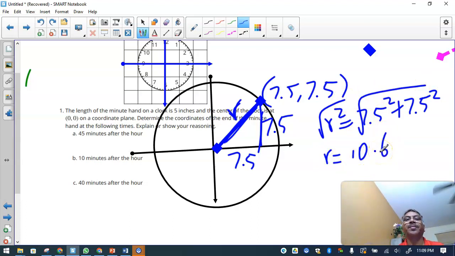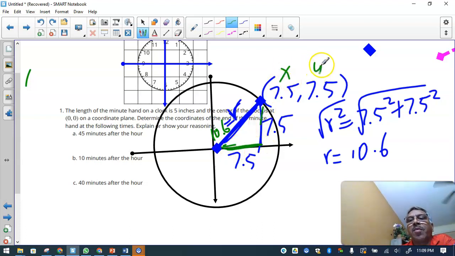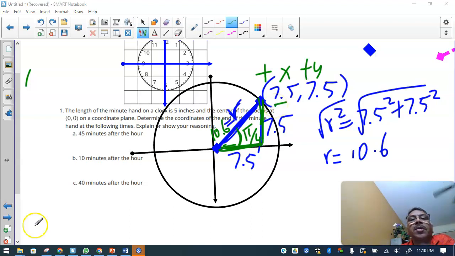So that means this will be 10.6. That's all it is. I just wanted to make sure you understand, also knowing this, because these two are the same, x and y both are positive. This angle will be pi by 4, also 45 degrees, because it has to be the same. So your x and y are the same. This is 7.5.